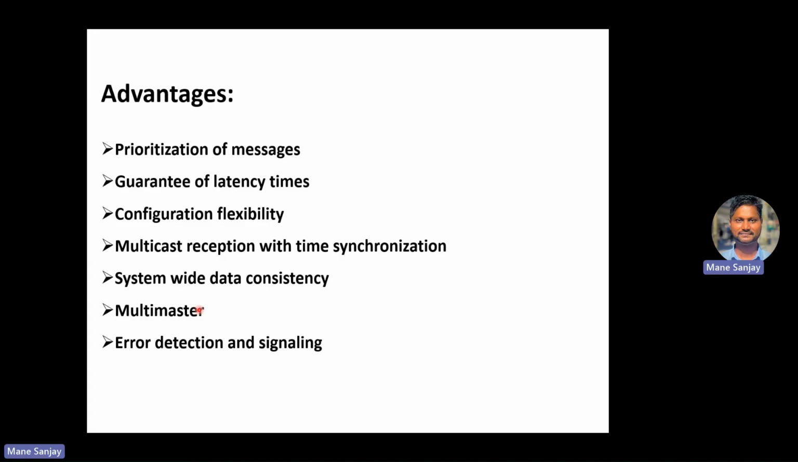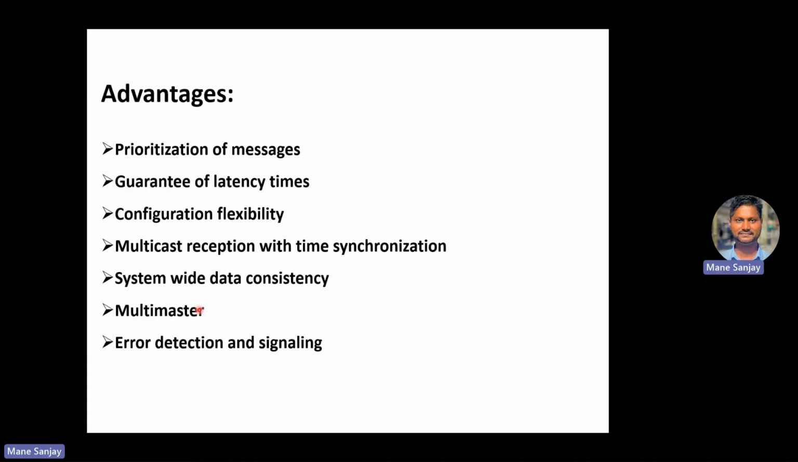These are the advantages. Prioritization of the messages. If I want to send a message with the highest priority, that's possible using the CAN protocol. How? We will definitely cover it in the coming slides. Guarantee of the latency time. That is very important. If I'm expecting the periodicity of the CAN message to be 1 millisecond, 5 millisecond, 10 millisecond or 100 millisecond, it should get delivered within the defined time frame. And that is achieved using this CAN protocol.